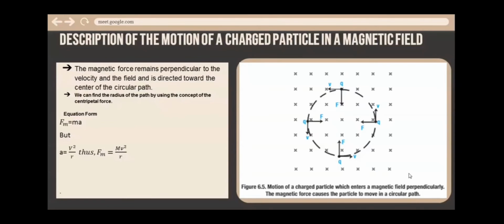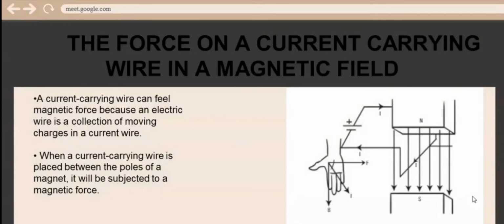So the equation form is Fm equals ma, but a equals v squared over radius. Thus, Fm equals mv squared over radius. So the magnetic force creates centripetal force, which keeps the charged particle traveling in a circular direction. As a result, the magnetic force does not do work on the charge to maintain it moving in a circular course.